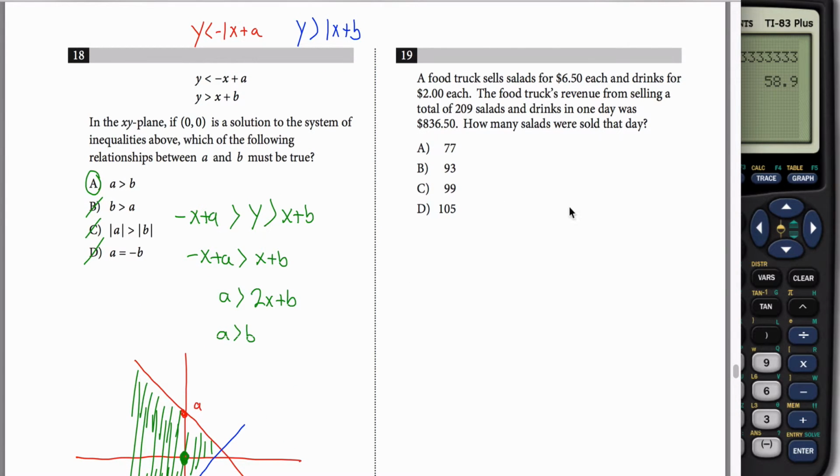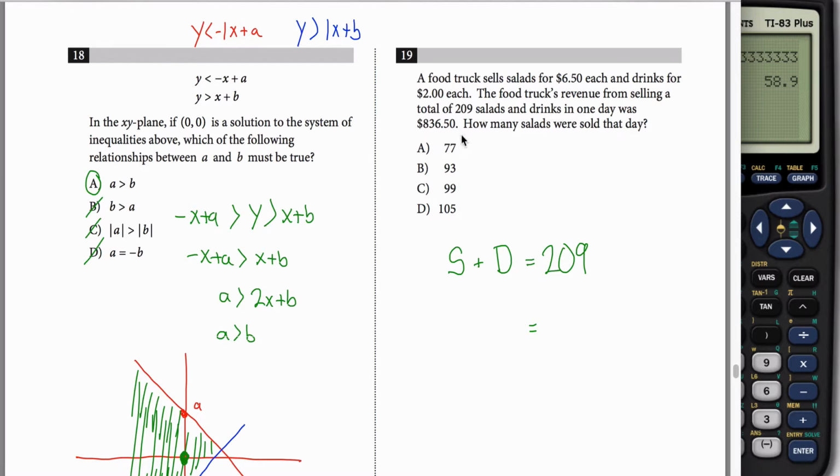Number 19, a food truck sells salads for $6.50, drinks for $2. The food truck's revenue from selling a total of 209 salads and drinks in one day was this number. How many salads were sold that day? This is a system of linear equations. You sell salads for $6.50. So if I let S represent the number of salads that I sell, and D represent the number of drinks that I sell, this statement tells me that I sold a total of 209 salads and drinks.